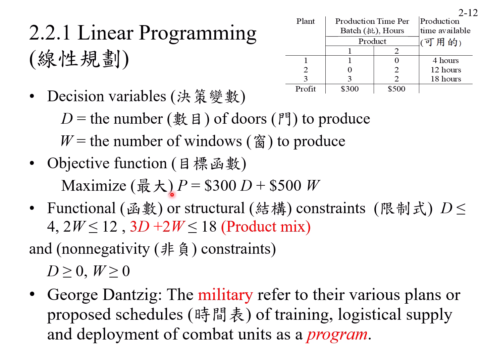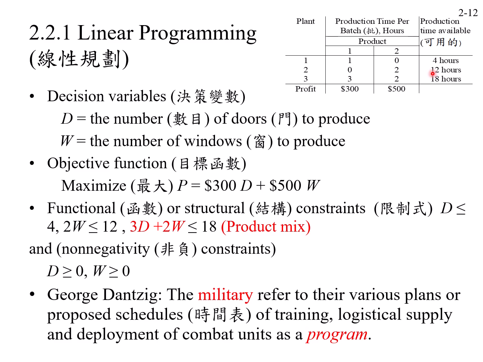We assume the profit per door per batch is $300 US dollars, and for the window, $500. So this is our objective function. And we have a functional constraint or structural constraint due to the factory. For the first plant, the unit production time is 1 hour. So 1 times D less than or equal to 4, and 2 times W less than or equal to 12.